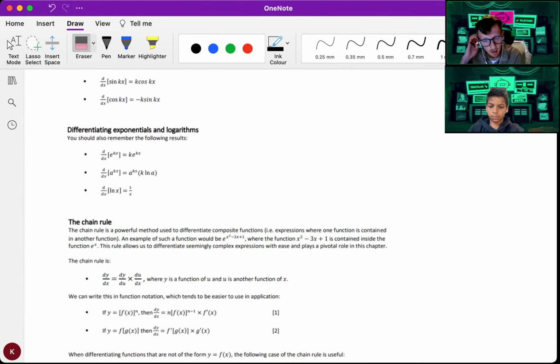Okay, so you need to know them. They're not in the formula book. You need to know those results. But to be fair, if you're doing your revision, you'll use them so often that it'll become second nature to you. Some other results you need to know are for exponentials and logarithms.